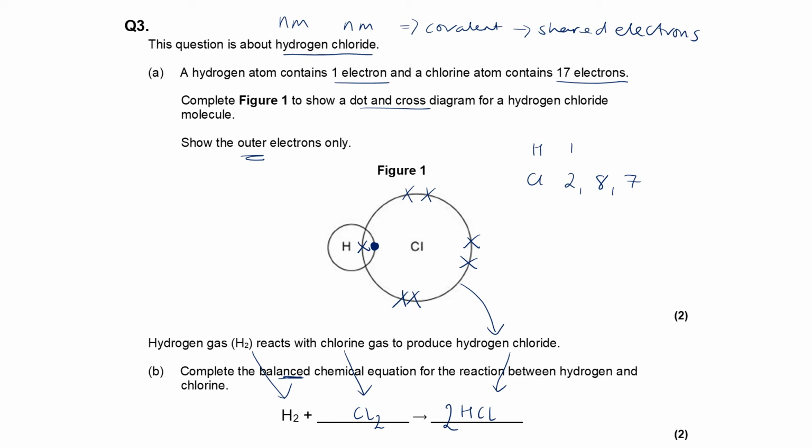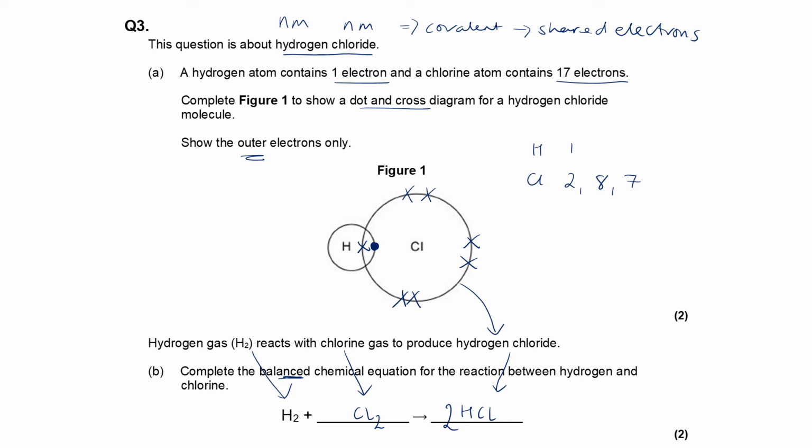So I can already put the shared dot and cross in the crossover between the hydrogen and the chlorine electron shells. And then I can fill in the rest of chlorine. And I normally pair up my electrons so that it's easy for me to count, and more importantly, easier for the examiner to count, so that I can guarantee getting the marks.